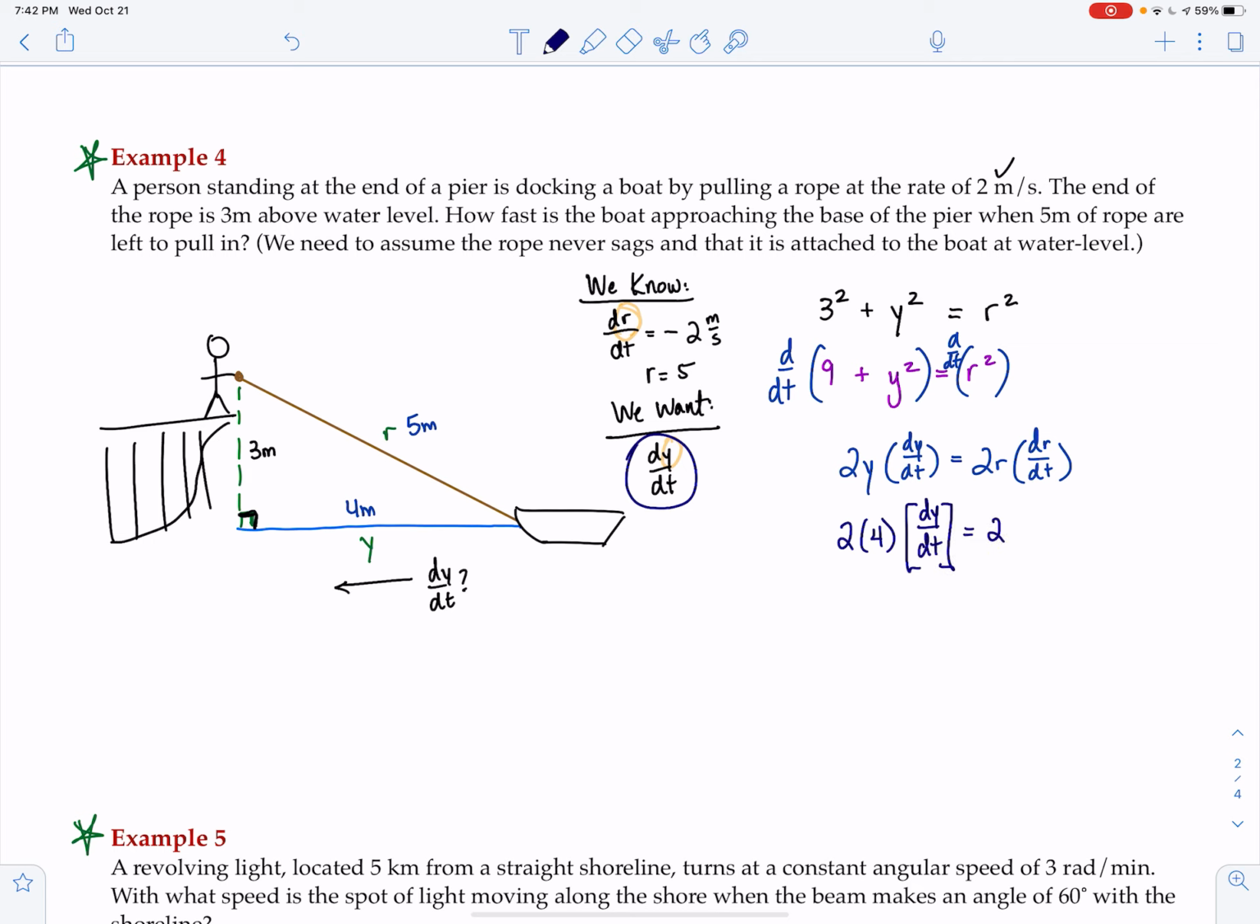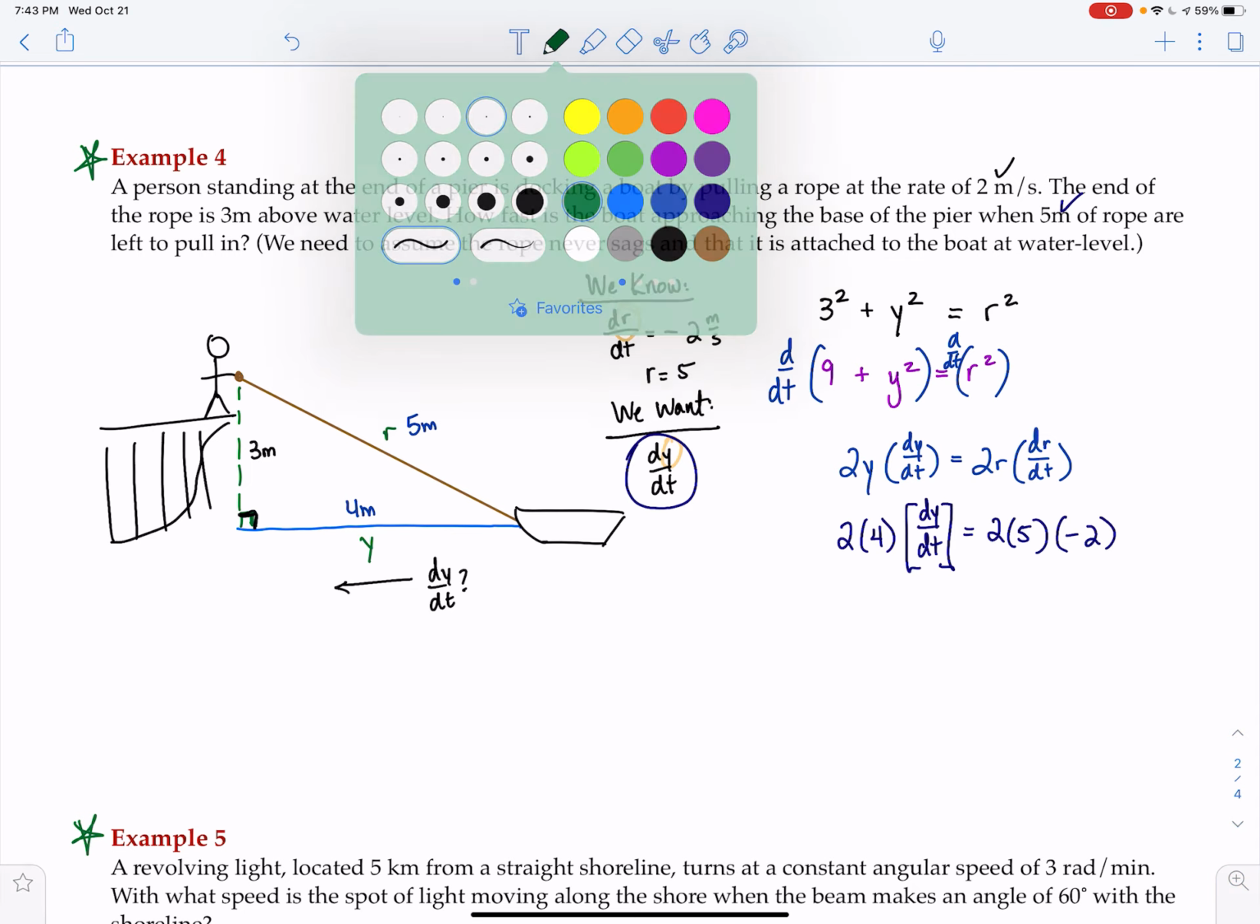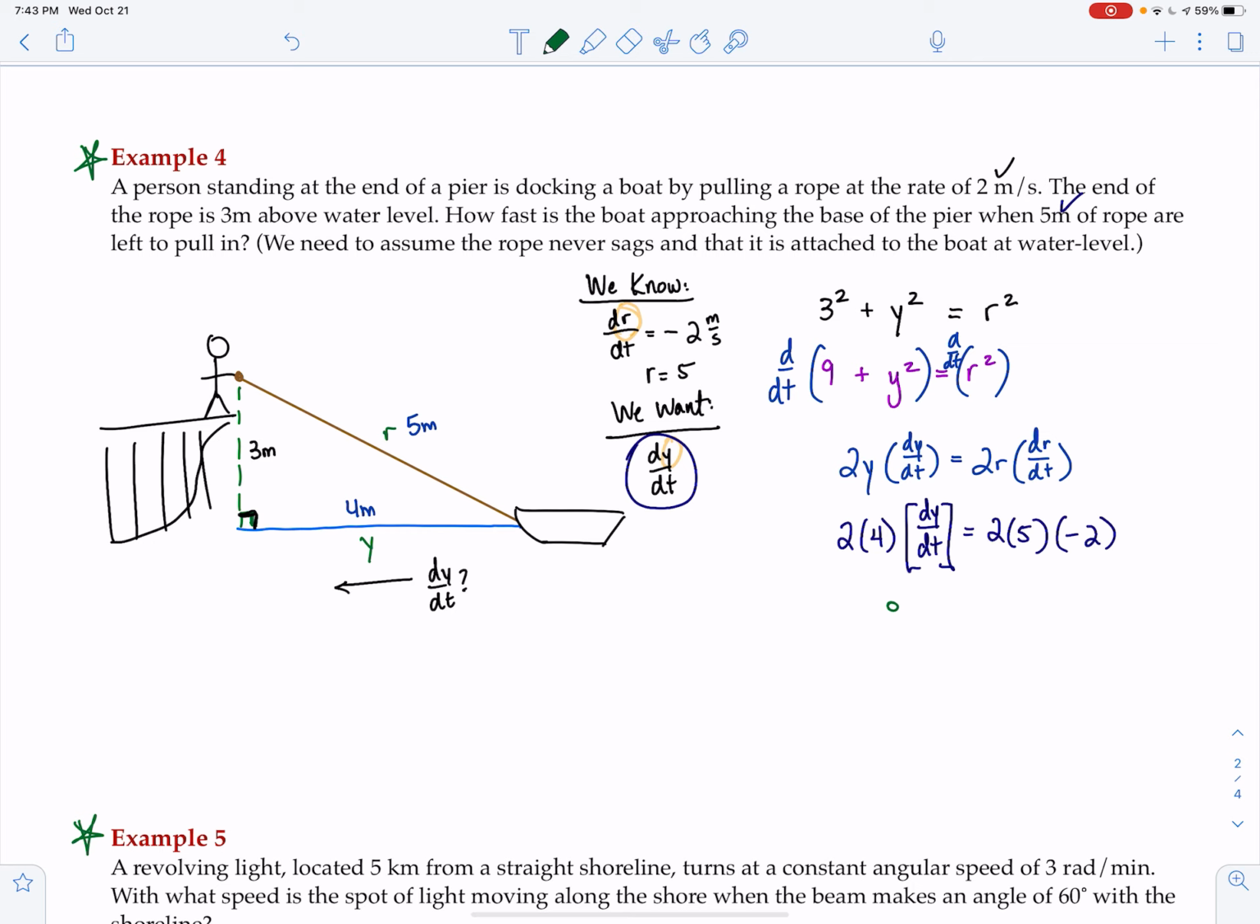2 times r. We were told that the length of the rope is 5 meters at this point in time, and that it was being pulled in at a rate of -2 meters per second. And once we simplify this, we have a pretty basic algebra problem. We have 8 times dy dt is equal to -20.